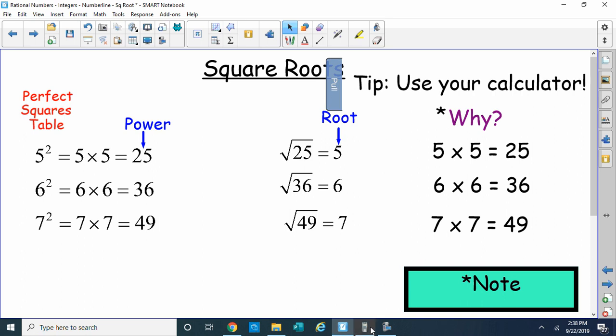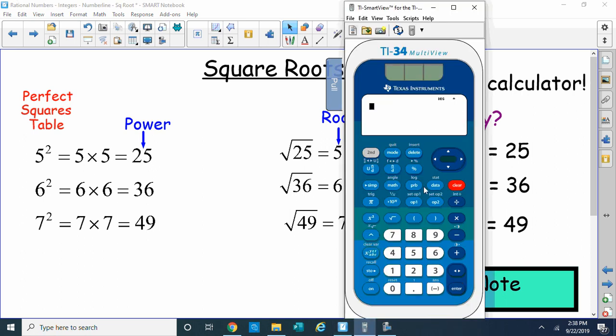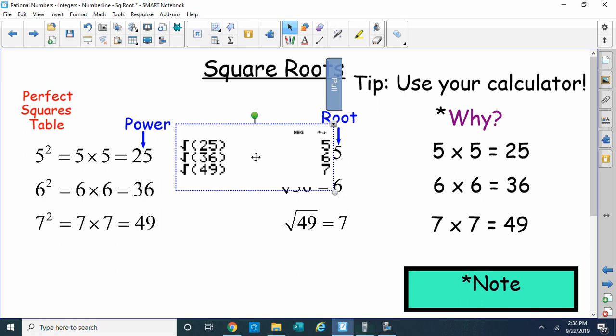So let me get my calculator real quick. Clear this. So second, square root button. Oh, this calculator has a square root button, whereas the other one we use, you have to press second. So square root 25. Close the calculator. And there's your 5. Square root of 36, and that gives you 6. And the square root of 49, that gives you 7. So let's bring those out here.